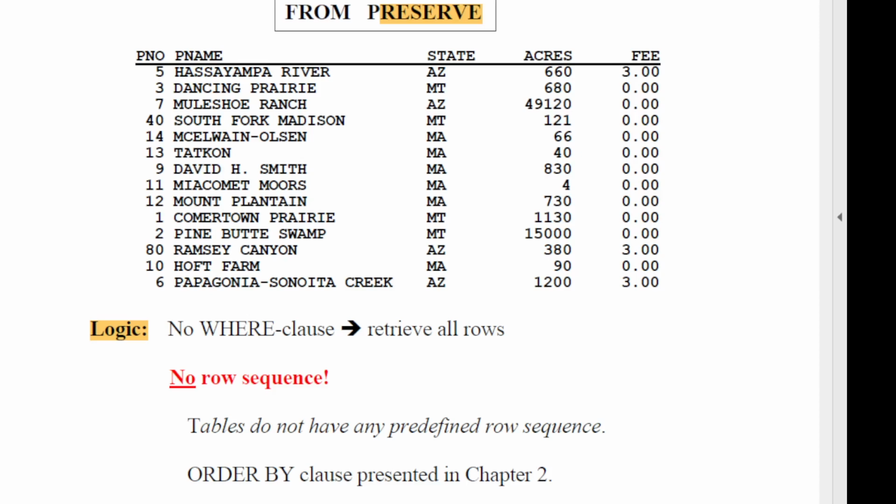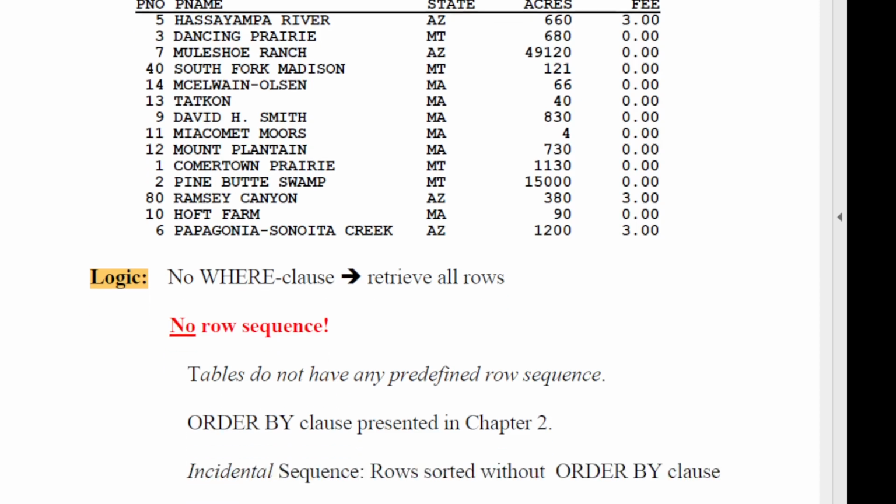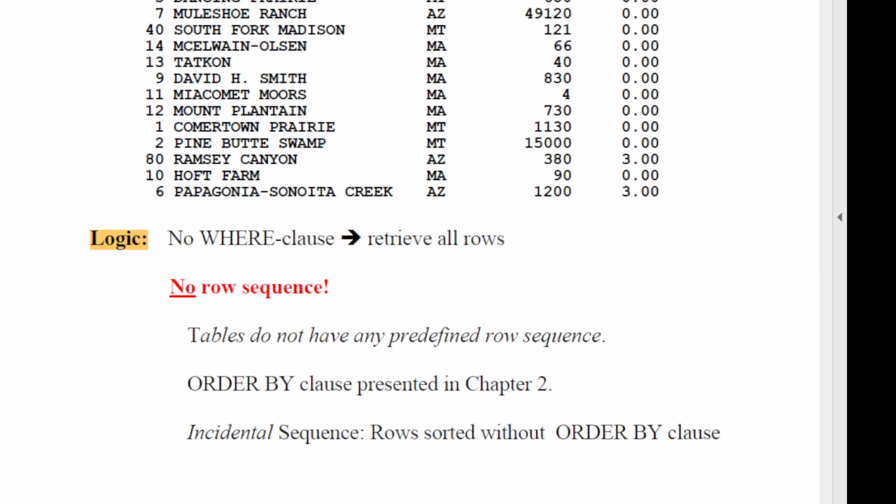Next observation, which I think is important, is that if you look at this table closely, you will see that it's not sorted in any particular row sequence. And thereby we want to bring something to your attention. Tables in a relational database do not have any predefined row sequence. When we looked at the create table statement in the preceding video, there was no mention about row sequence.